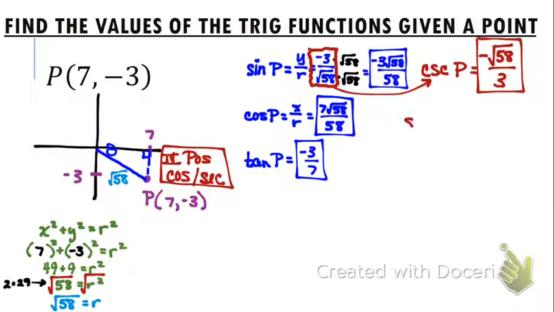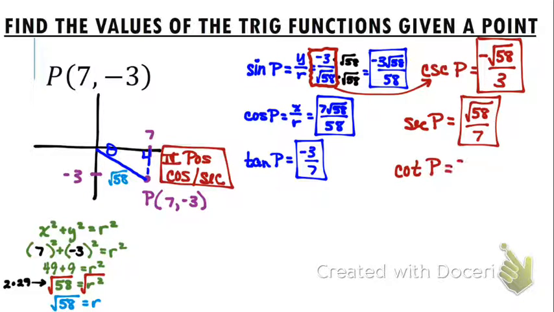What would our secant be? Square root of 58 over 7. And last but not least, cotangent. Negative 7/3.